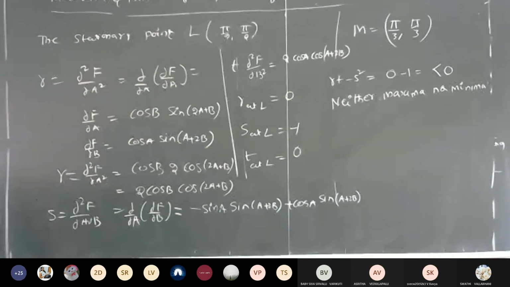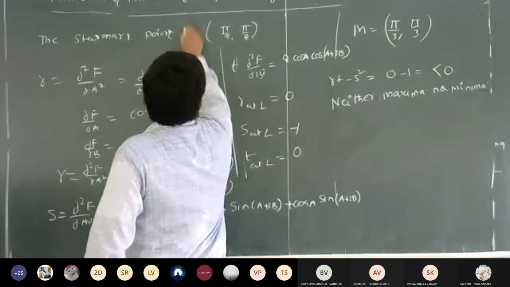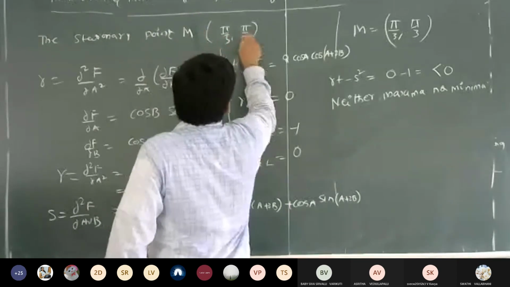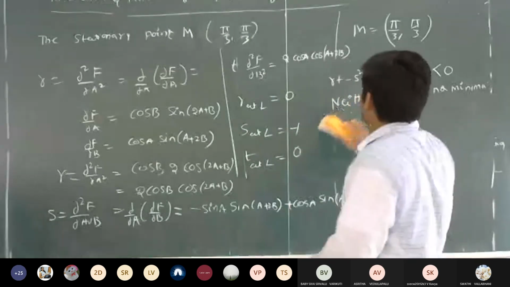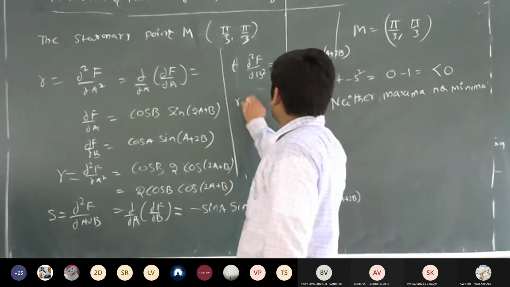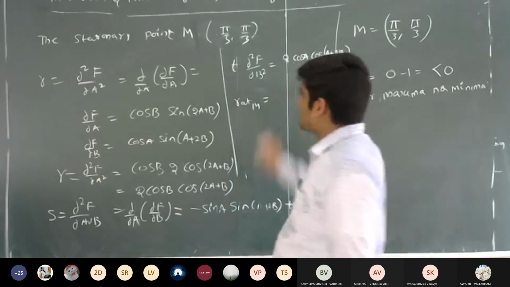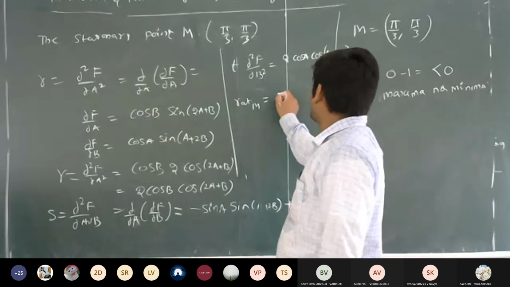Is it clear? Yes, sir. Finally, just a minute, right? So finally at the point M. So this is pi by 3 comma pi by 2. So calculate the values. So this is R. So R at M. What is the value? So cos pi by 3.